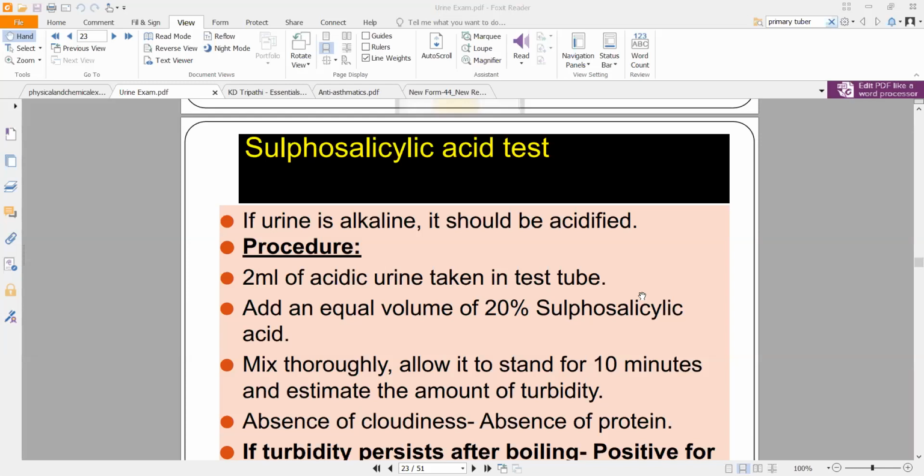But in case you're trying to test for proteins through the sulfosalicylic acid method, there are two methods. The first one was heating and adding acetic acid. The second method is this, right? Generally in your exam you can write either one of them, depending on how much the question is asking. Let's suppose it specifically asks, write the methods of testing proteins in urine. Then you'll have to write all the methods that have been mentioned in your textbook.